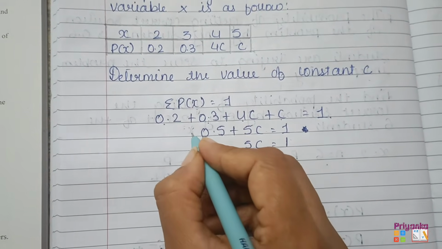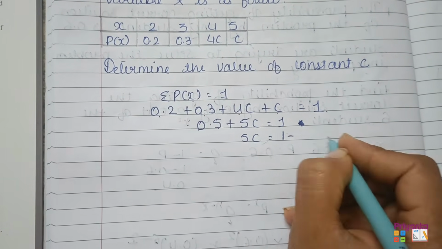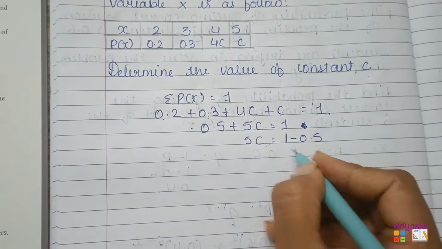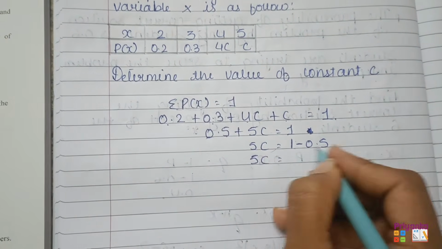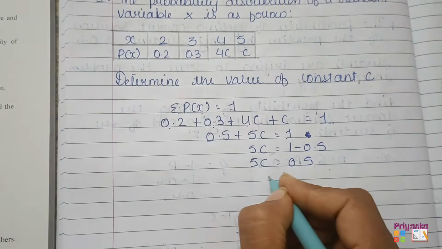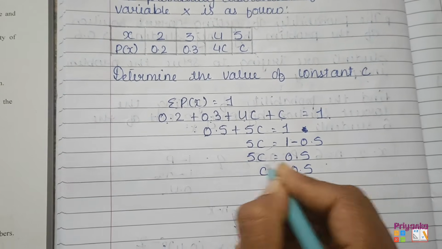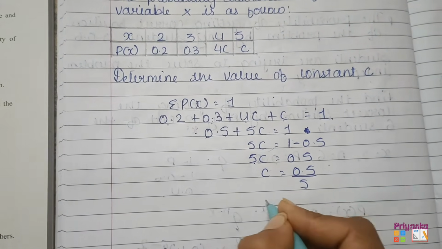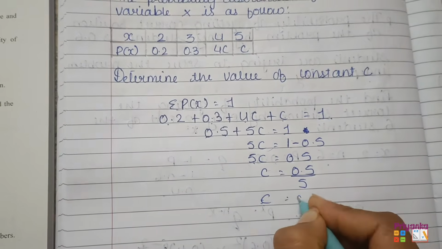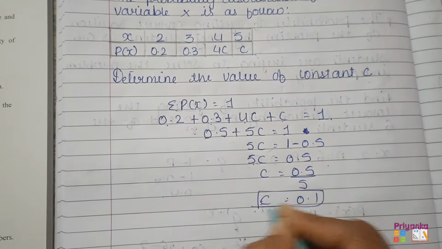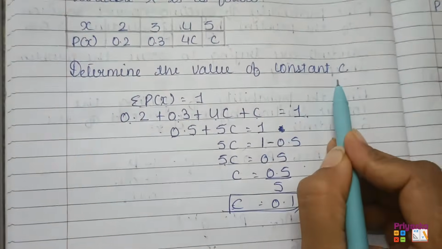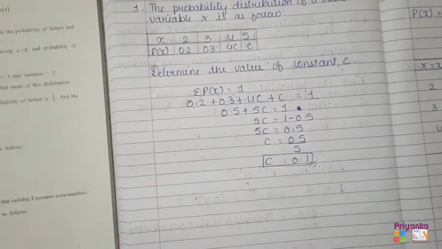Here this is a positive number, so when it goes to the other side of the equals sign it becomes negative. If you subtract them, you will get 0.5. So 5c equals 0.5. The 5 will come in the denominator. If you calculate, you will get 0.1. So here we got the value of constant c. Moving to the next question.